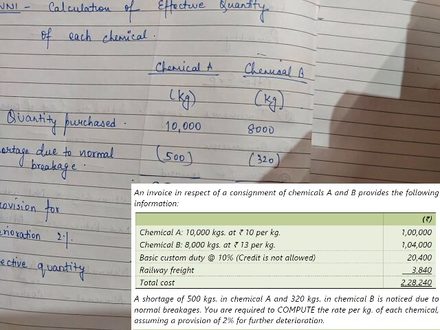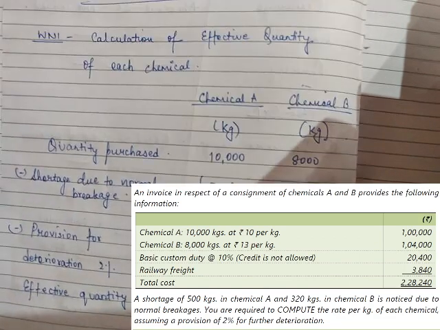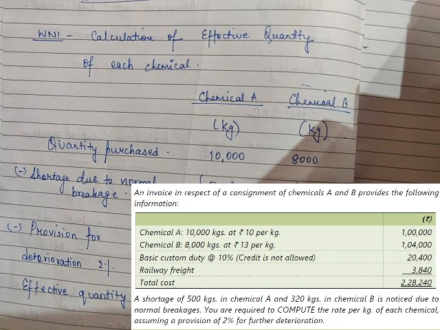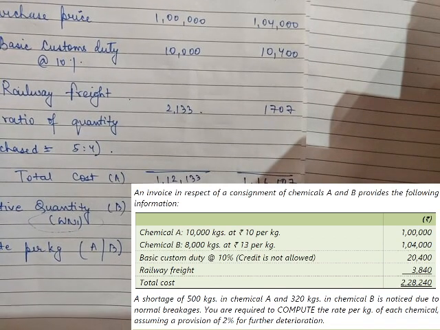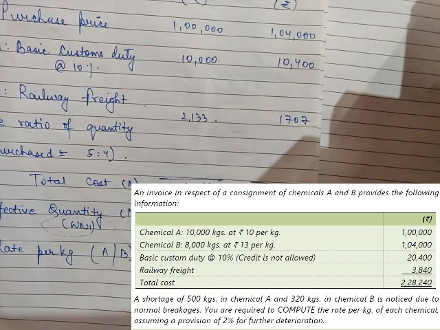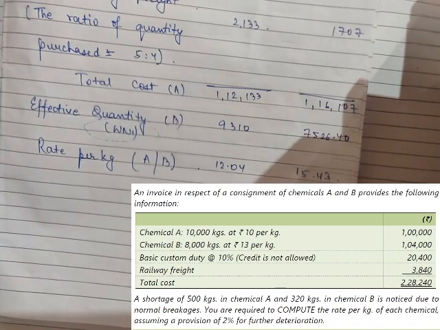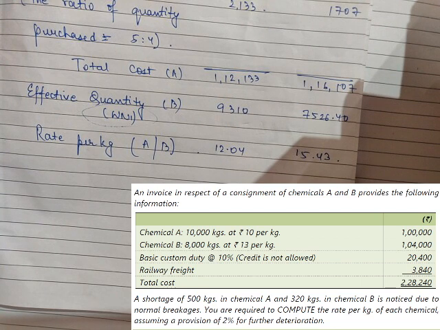So just to revise the solution, first we calculated the effective quantity. The effective quantity was arrived at by reducing the loss due to normal reasons such as breakage. Then we calculated the total cost. We added the basic customs duty and railway freight because they are directly attributable to the procurement process. The railway freight, since the total amount was given, we allocated it to the two chemicals on the basis of the quantity purchased. Then the total cost was divided by the effective quantity to arrive at the rate per kg.